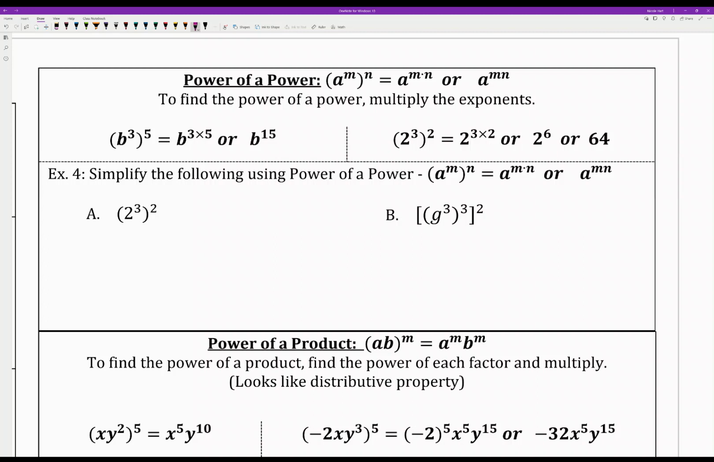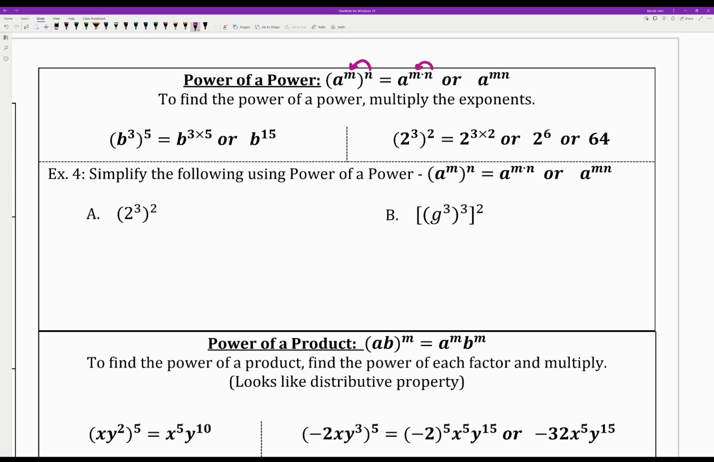So if we have a base with an exponent inside of parentheses with another exponent outside of the parentheses, we are going to distribute or multiply the exponents together. So that turns into m times n when we have no other bases happening. If we have other bases, that exponent's going to get distributed to everything. So if there are other numbers or other variables inside, that exponent would also go to those numbers or variables.